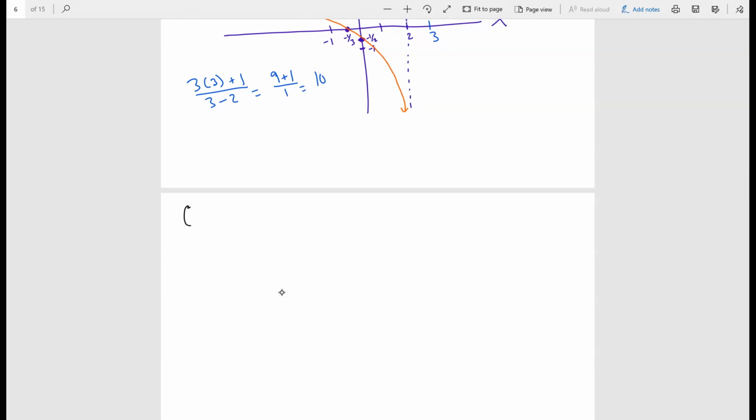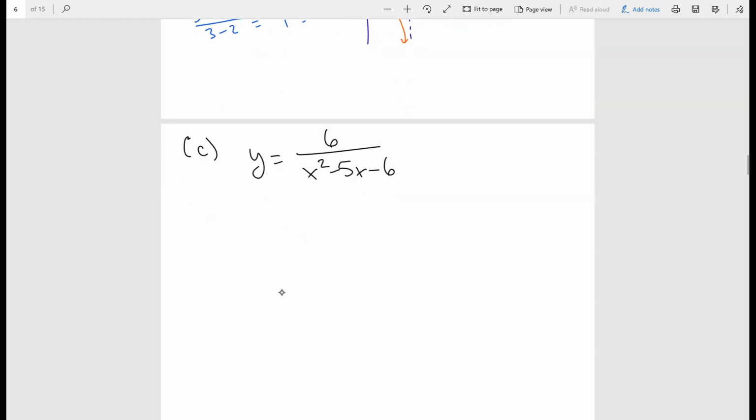Let's do part C. Let's say we wanted to do y is equal to 6 over x squared minus 5x minus 6. So here, this is a perfect opportunity for us to factor this. So we're going to factor out the bottom part.